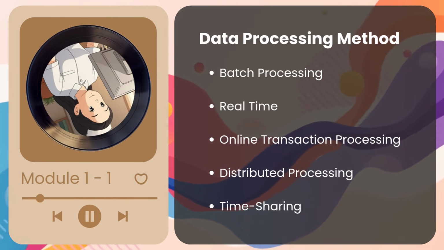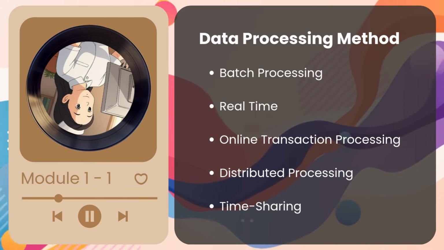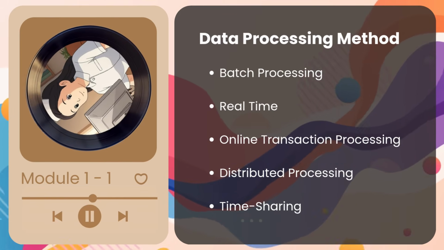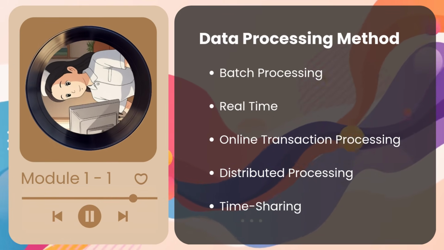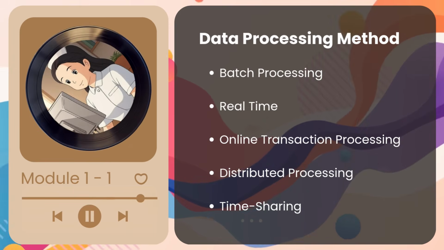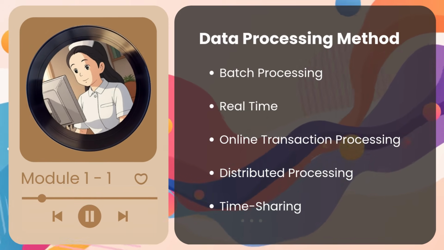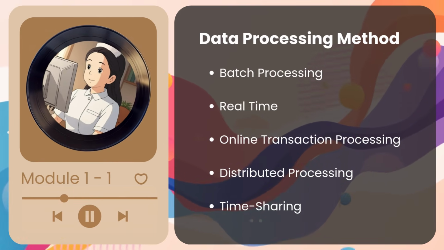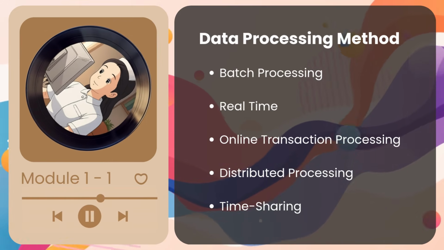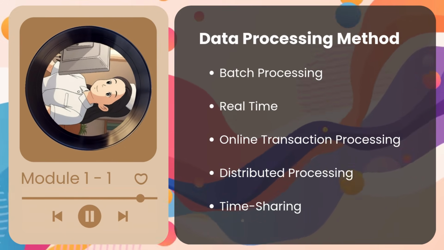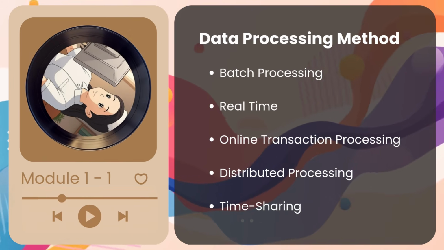The downside, there's a delay. You don't see the results immediately. And sometimes an error in one record can mess up the whole batch. So not ideal if you need info now, like in an emergency room situation. Precisely. That's where online or real-time processing comes in. Here, data gets processed pretty much immediately as it's entered or generated.